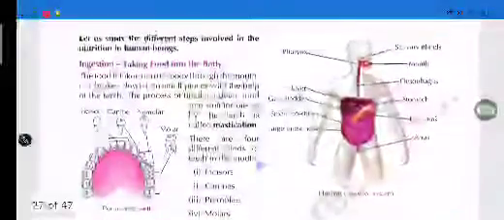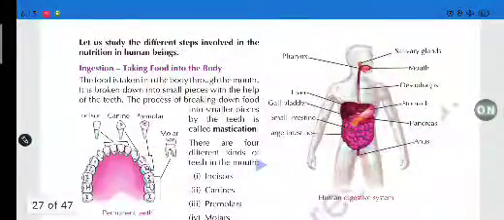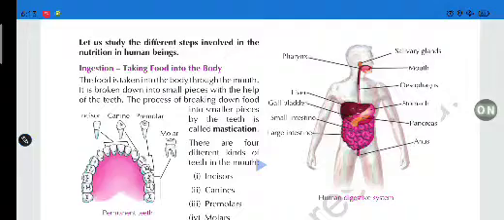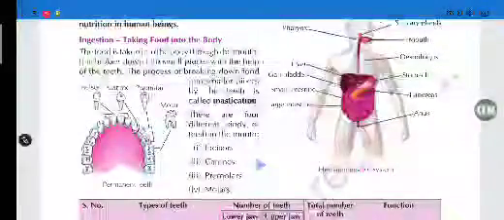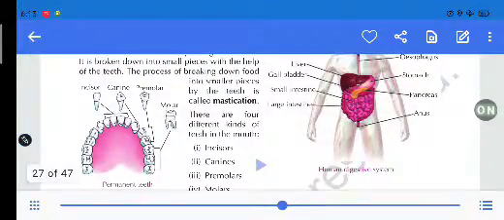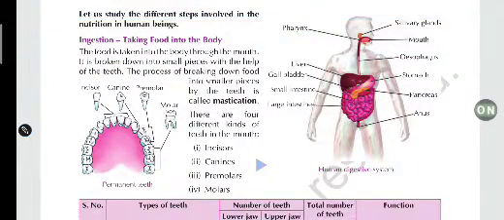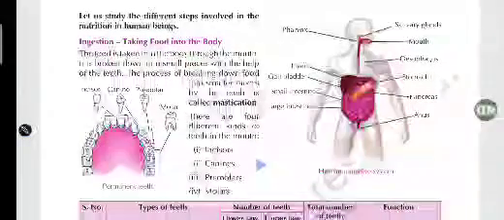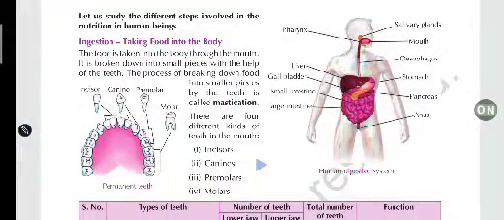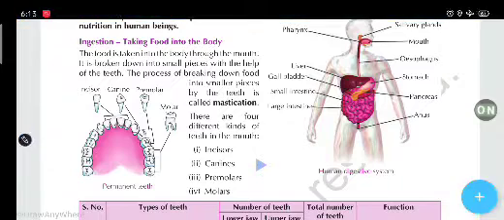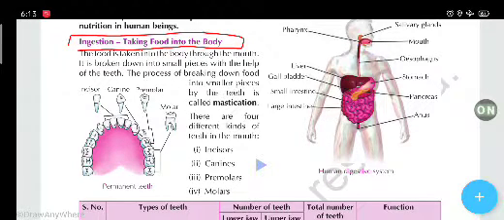Now let us study the different steps involved in nutrition in human beings. The first step will be what? Ingestion. I have just told you about the ingestion process. Human beings use their mouth and hands for ingestion. So ingestion is taking food into the body. That is a simple process, and it is called ingestion.